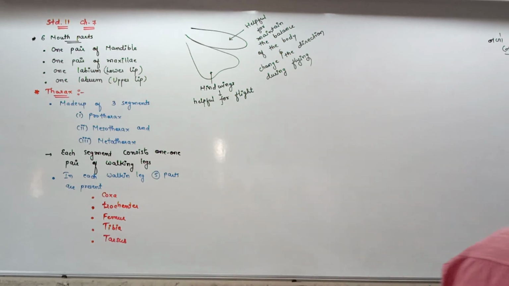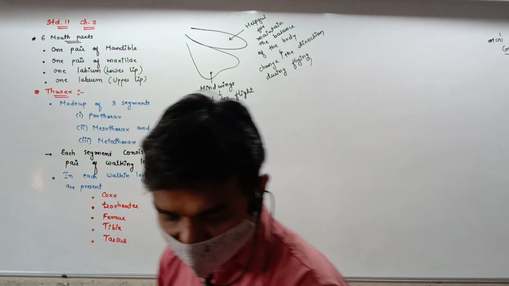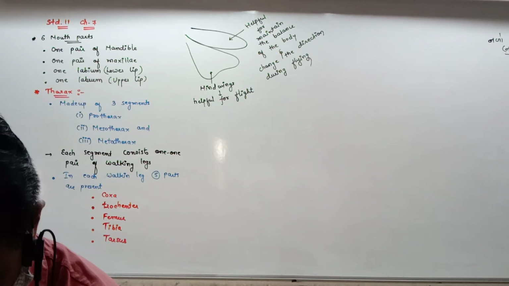So forewings are very helpful to maintain the balance during flying. When the cockroach is flying, it maintains the balance of the body with the help of the forewings. And the hind wings are helpful for flying. Flying is done with the hind wings, but during flying, to change the direction of the body, forewings are also helpful. Fine. So these are the functions of the two types of wings.